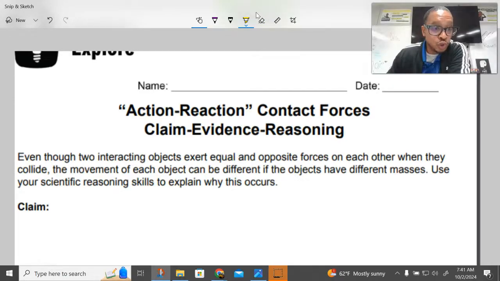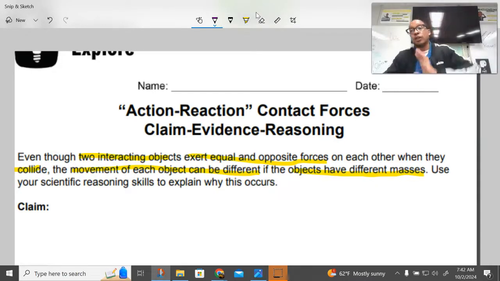Even though two interacting objects exert equal and opposite forces on each other when they collide, the movement of each object can be different if the objects have different masses. Use your scientific reasoning skills to explain why it occurs. I know for some of y'all, we're developing the scientific reasoning skills, which is totally cool.